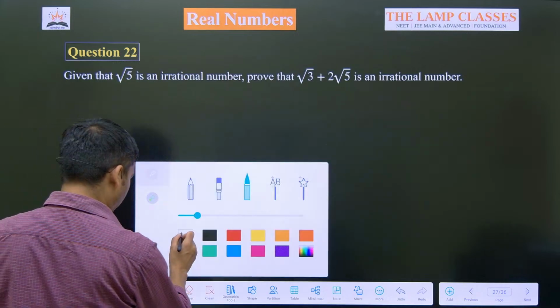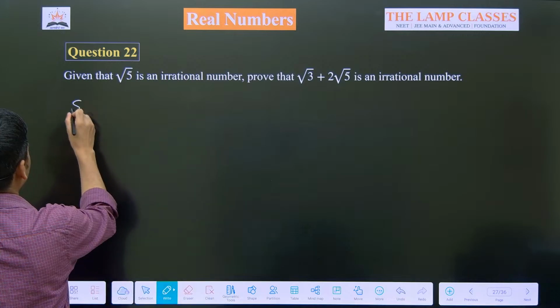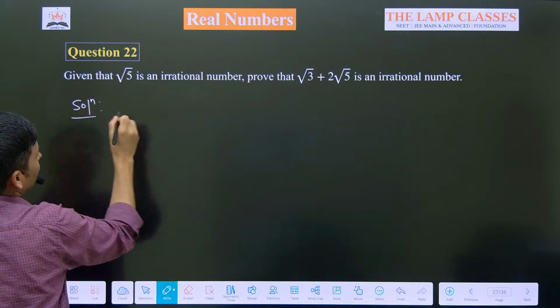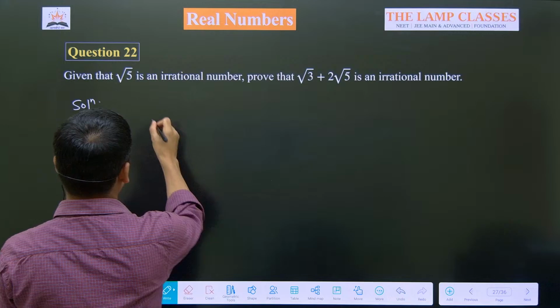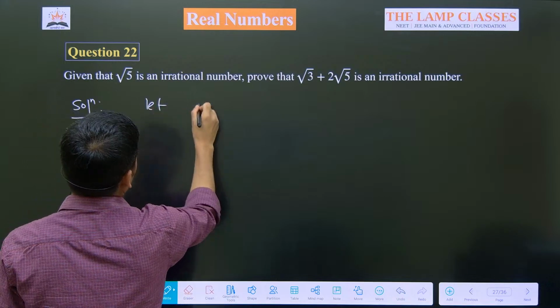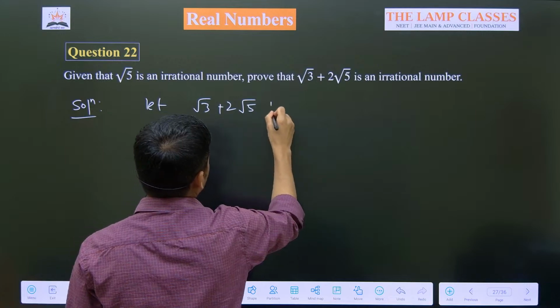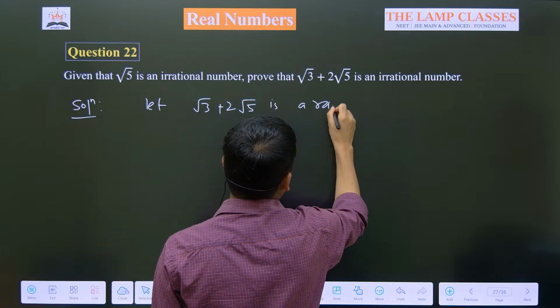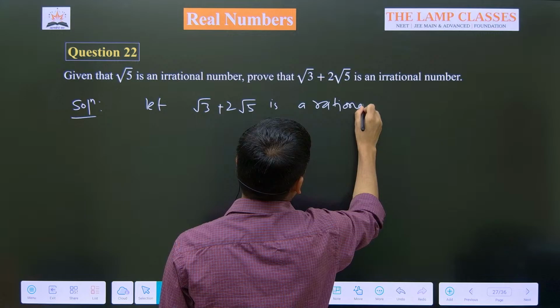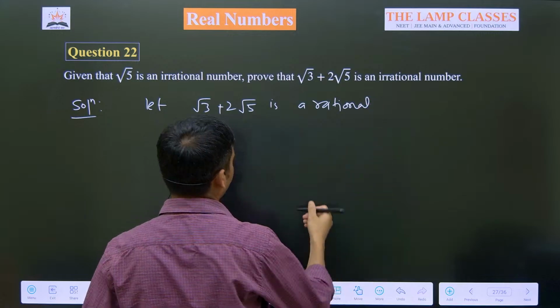So the first line should obviously be that only. Let's do it together. We'll assume that the given number is rational. Let root 3 plus 2 root 5 be a rational number. The starting two lines are almost the same in every question of this type.